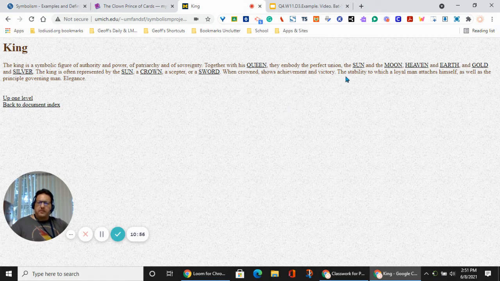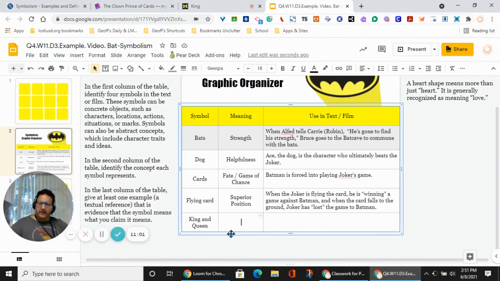Together with his queen, they embody the perfect union. So that's interesting, both of those things. I might come over here and put power and union. And then how does that connect to the text?